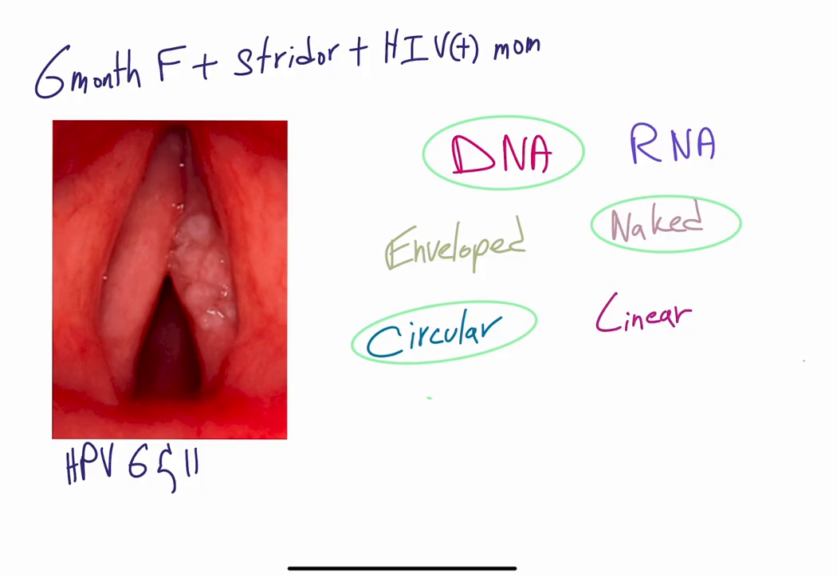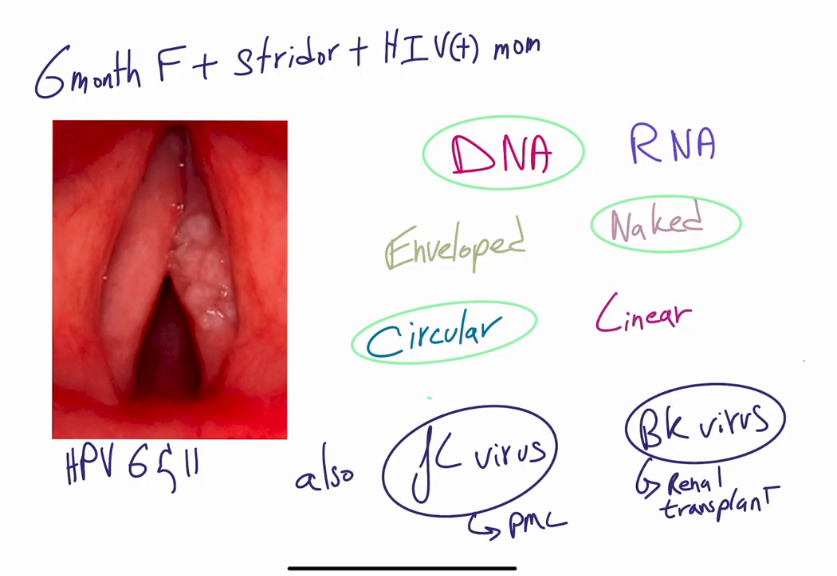Now, two other viruses that you have to know with the same structure are JC virus. This causes PML, that's progressive multifocal leukoencephalopathy, especially in immunocompromised patients, as well as BK virus. This is commonly seen in renal transplant recipients. This causes renal and uroepithelial damage.